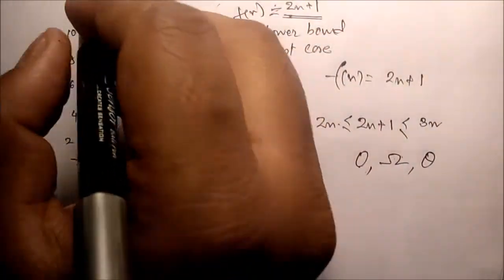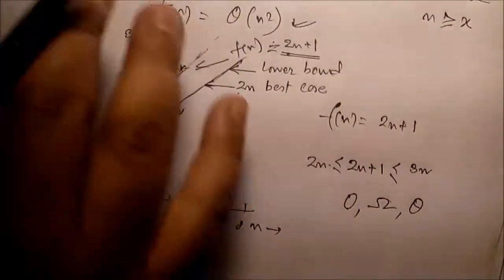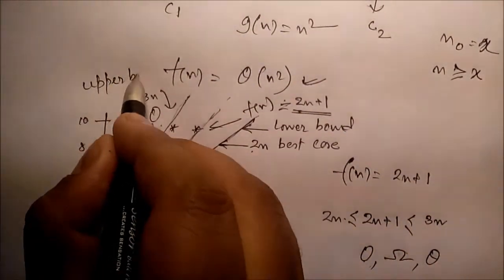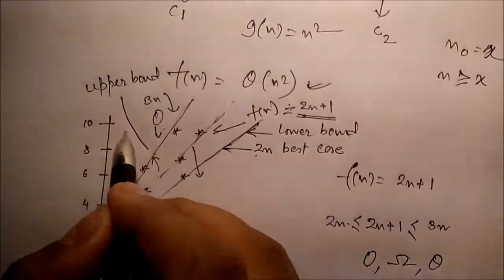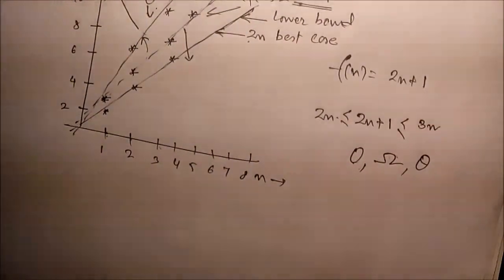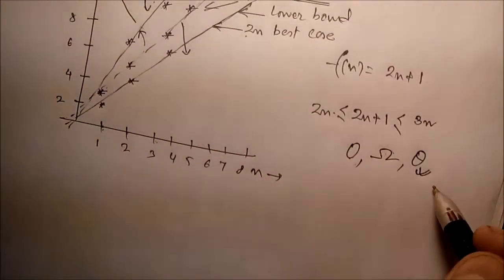This is nothing but the upper bound. So this is nothing but the upper bound. Okay, we use upper bound to represent the worst case. Now the question is, when should we use theta case?